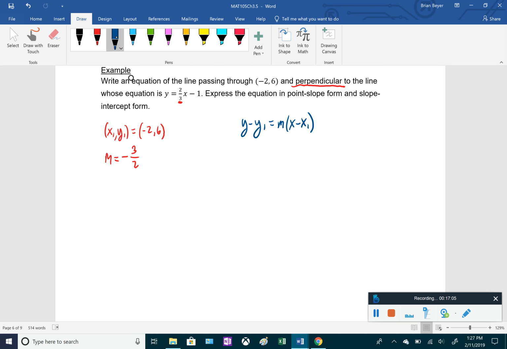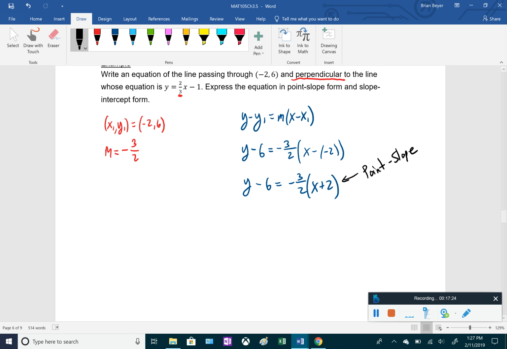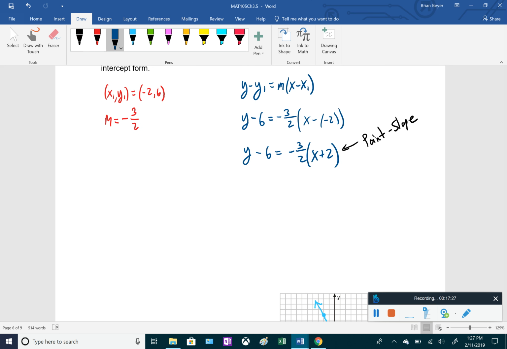Okay, so we have y minus 6 equals -3/2 times x minus -2. Clean up that one part here, we get y minus 6 equals -3/2 x plus 2. So that's going to be our point slope form. Solve it for y to get it in slope-intercept form. We distribute the -3/2, and we get -3/2 x minus 3. So -3/2 times 2 is -3 because the 2's cancel, which is good.